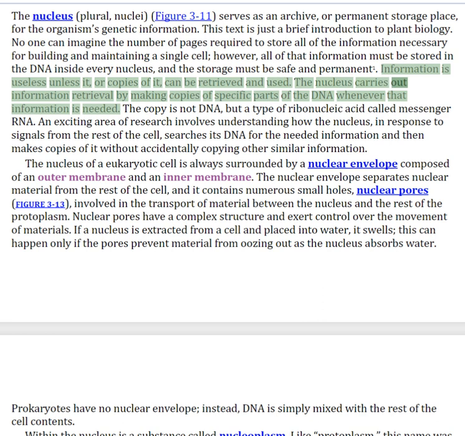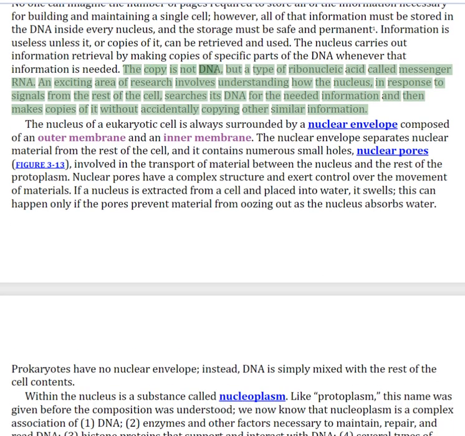The nucleus carries out information retrieval by making copies of specific parts of the DNA whenever that information is needed. The copy is not DNA, but a type of ribonucleic acid called messenger RNA. An exciting area of research involves understanding how the nucleus, in response to signals from the rest of the cell, searches its DNA for the needed information and then makes copies of it without accidentally copying other similar information.